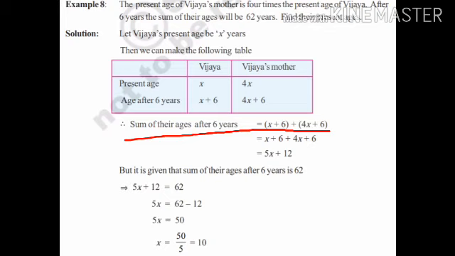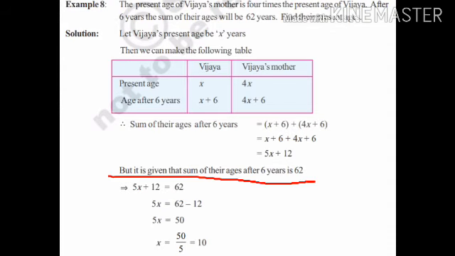So add both of the ages, that is x plus 6 plus 4x plus 6. Adding x plus 4x, that is 5x, and adding 6 and 6, that is 12. But it is given that the sum of their ages after 6 years is 62. Therefore, 5x plus 12 is equal to 62.